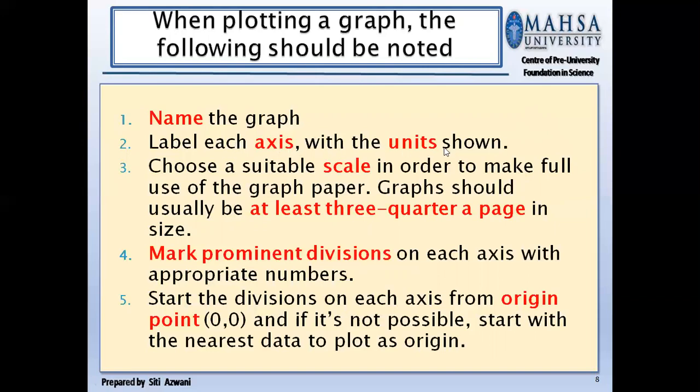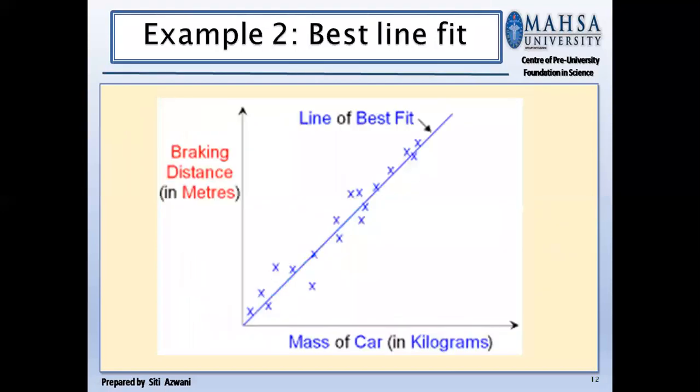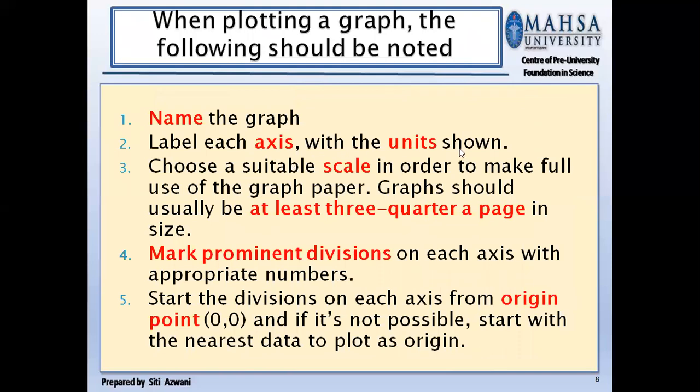Second, label each axis with the unit shown, y and x axis. Let's look at the example here. This is the title of your graph, voltage versus current. Then you have the y axis and the x axis. Your y axis is the voltage, and you have the unit inside the bracket here. Here also you have the current on the x axis. So label each axis with the unit shown.